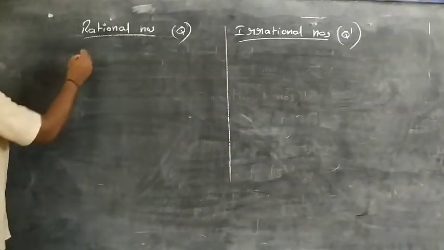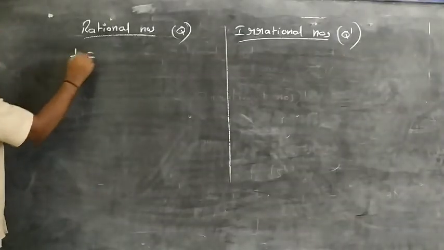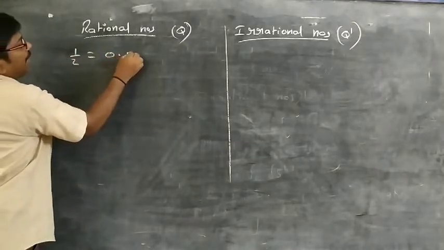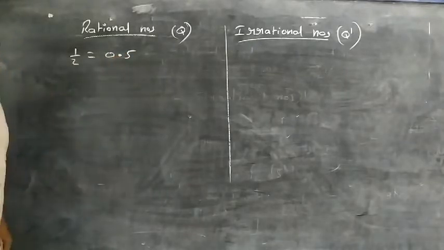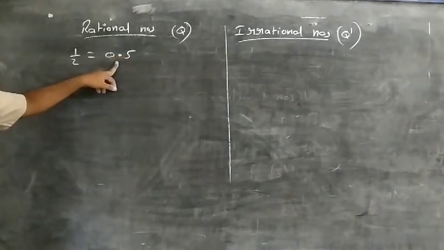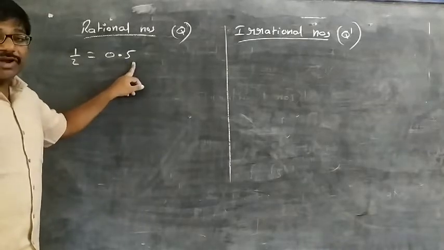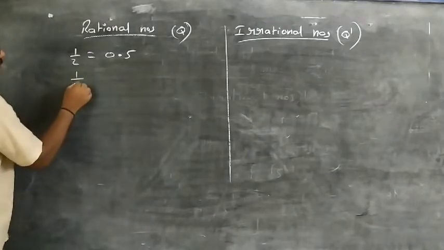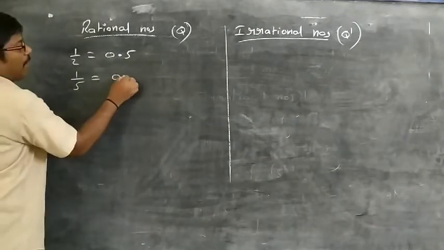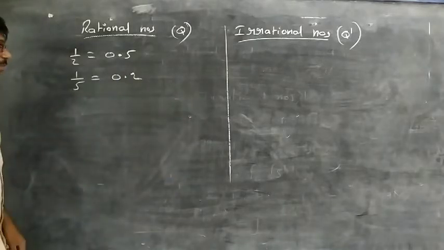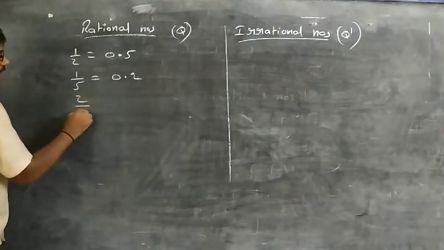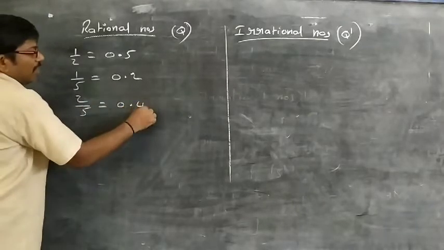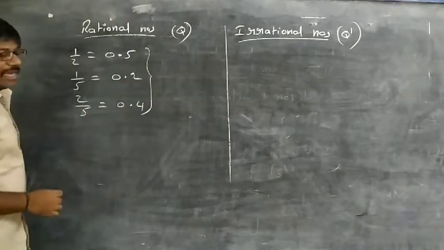Now rational numbers. 1 by 2 is a rational number. Its decimal form: 1 by 2 can be written as 0.5. This decimal is a terminating decimal, 0.5. It is stopped, so it is a terminating decimal. Next, 1 by 5 can be written as 0.2. It is also a terminating decimal. Next, 2 by 5. Its decimal form, by dividing 2 with 5, is 0.4. These are all terminating decimals.